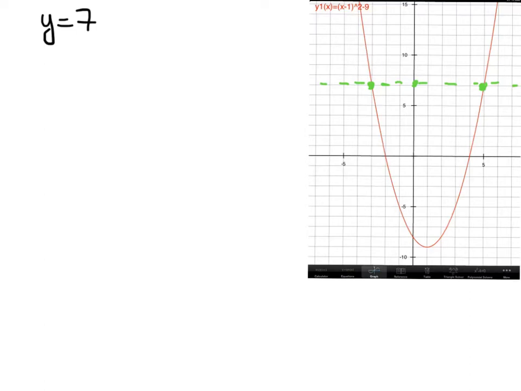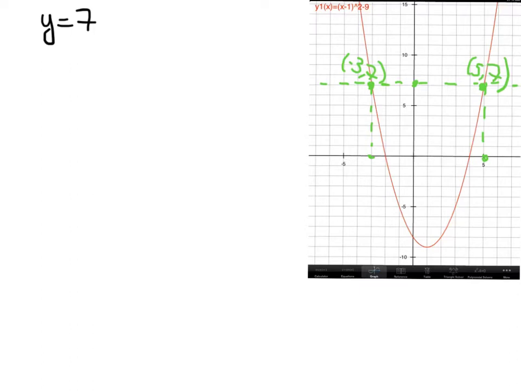If we look here, if I bring this down, it's there and there. So this is (-3, 7), and this is (5, 7).